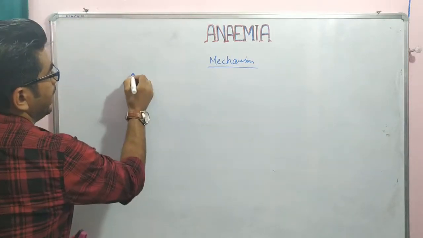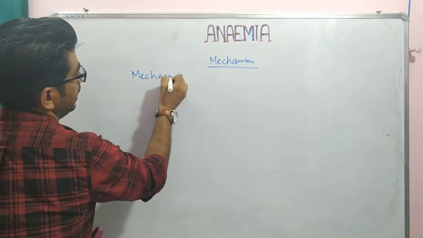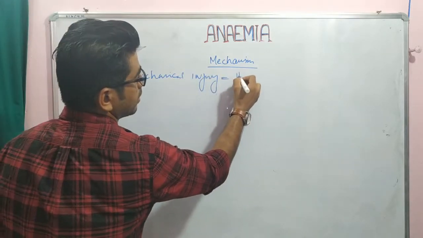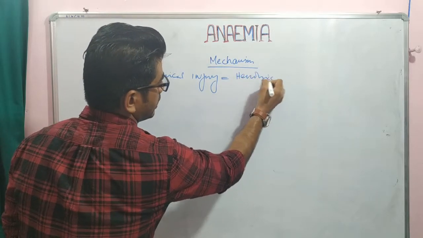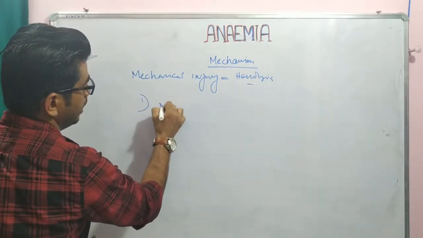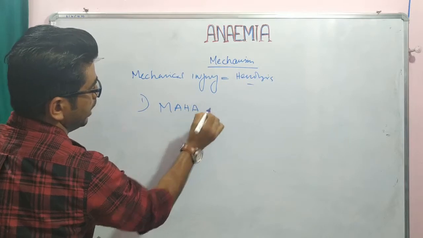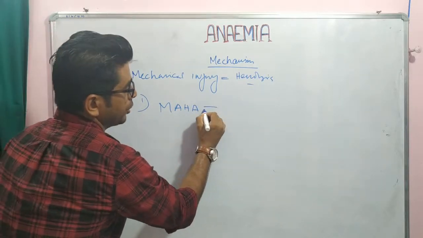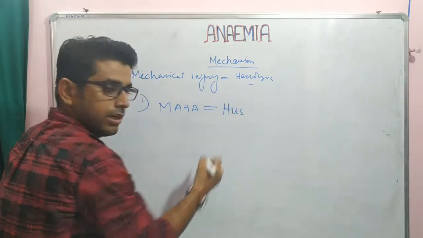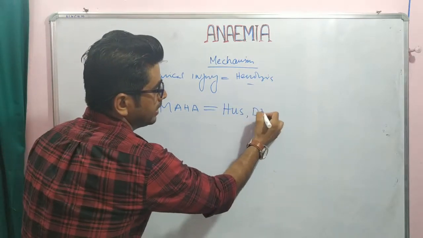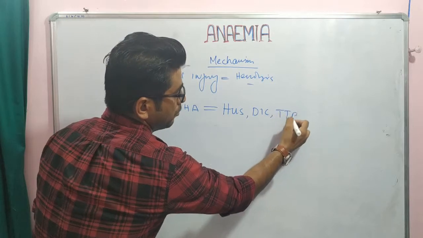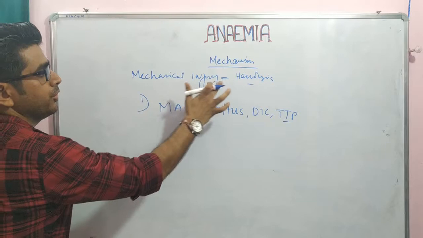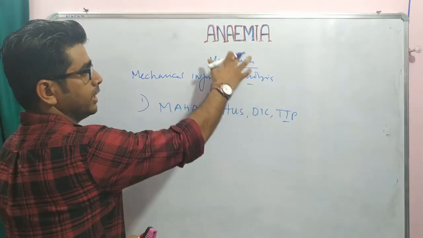Now there is a mechanical injury. Mechanical injury leads to hemolysis. What are these examples we will discuss. Number one is MAHA. We know MAHA is microangiopathic hemolytic anemia, and MAHA constitutes HUS (hemolytic uremic syndrome), DIC, and TTP (thrombotic thrombocytopenic purpura). So these all will give you mechanical injury to the RBC leading to hemolysis, leading to anemia.